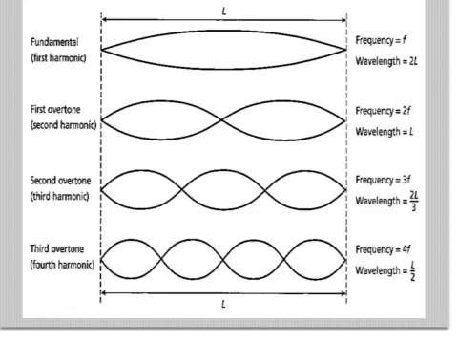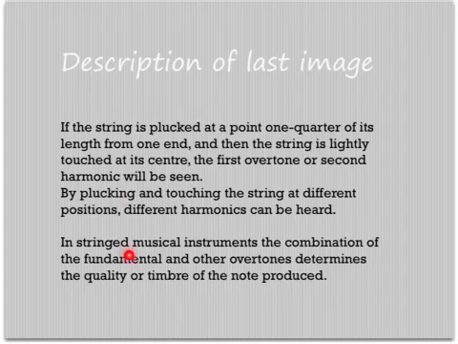A string that is taut will resonate with different frequencies. The lowest one is called a fundamental. When a guitar string is plucked, it will oscillate at the lowest frequency, this fundamental frequency. Then there is the second harmonic, third harmonic, and a fourth harmonic. And these are multiples of the lowest frequency. This is something you can try for yourself if you play guitar.